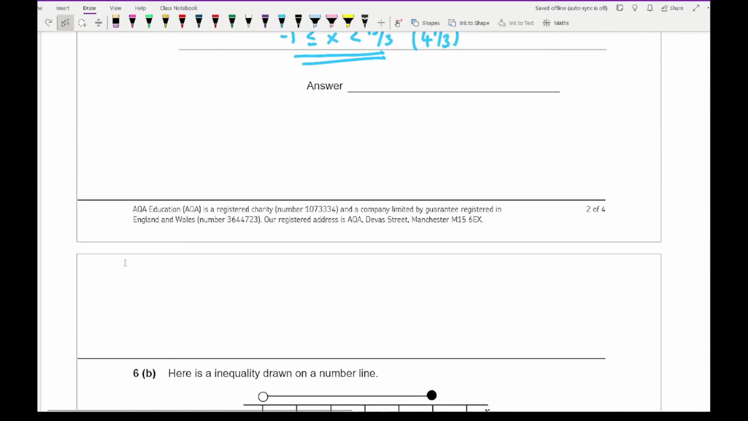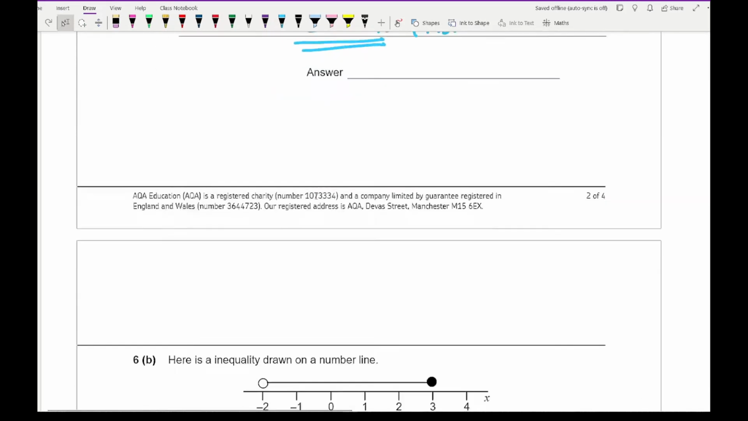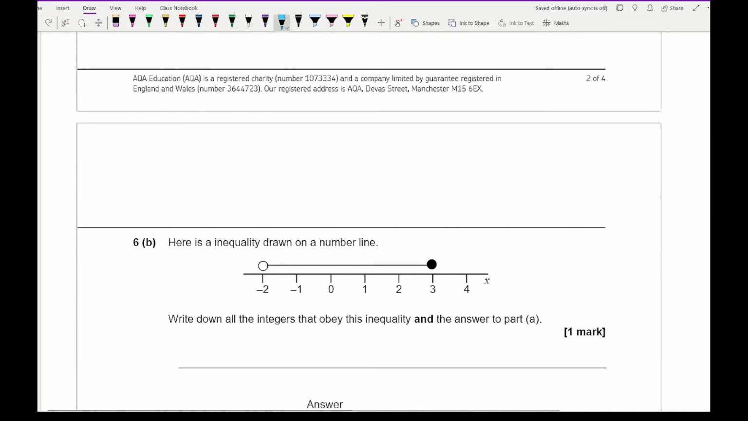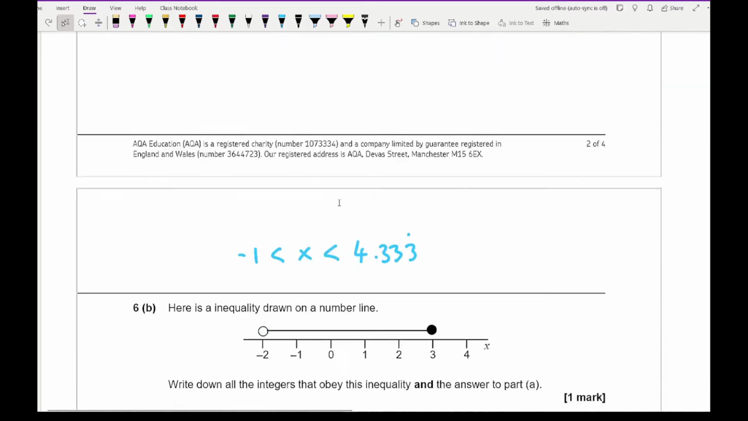So looking at the answer in part A, we want values that are between -1 and 4.3 recurring. So let's just write that down. So -1, x, and 4.333 recurring. Let me just double check to make sure that there's no underlining. Oh, there is one at -1.